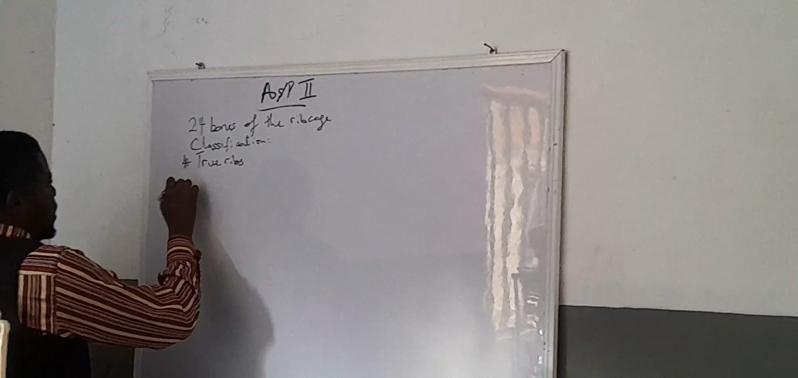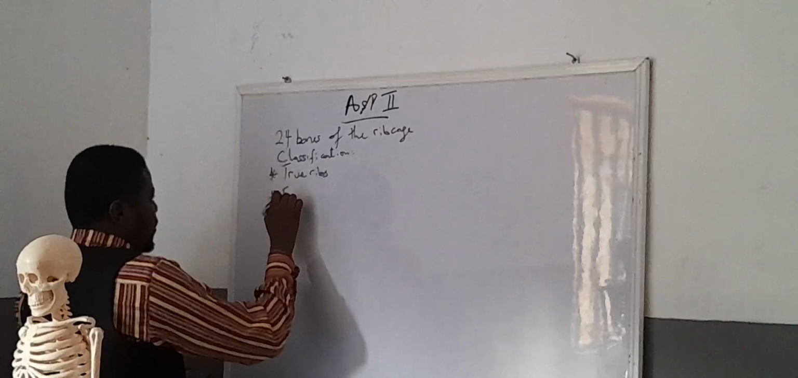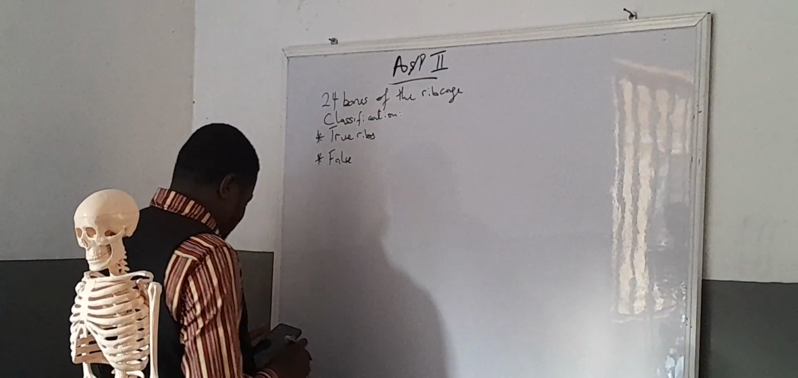Two ribs. First rib and the floating. First rib. And the floating. Now we're getting to the floating rib here.